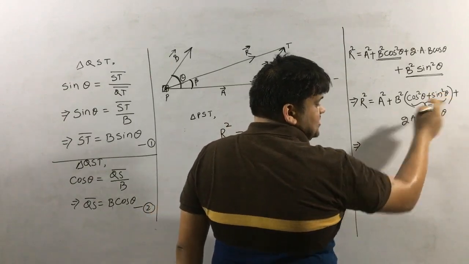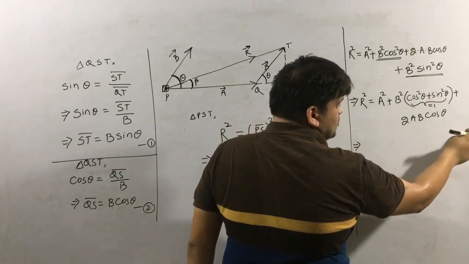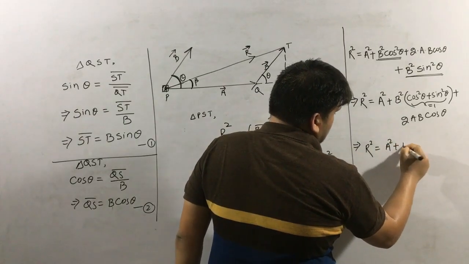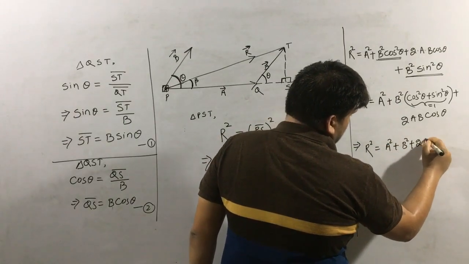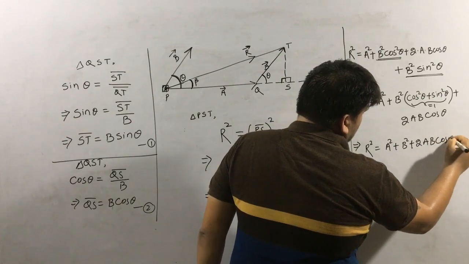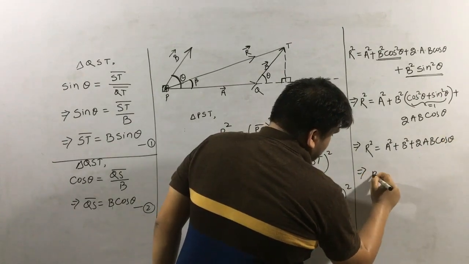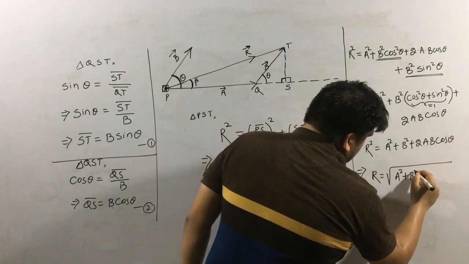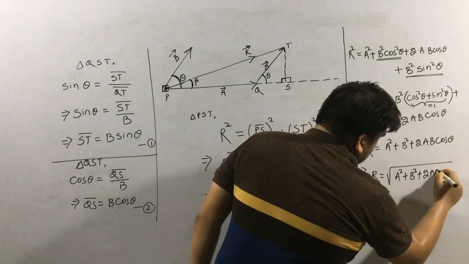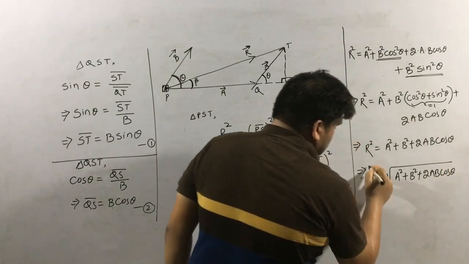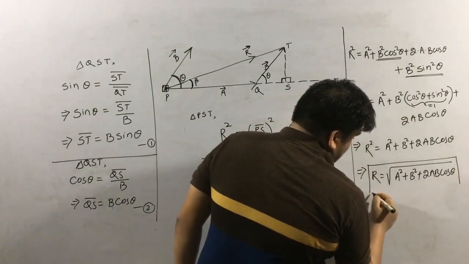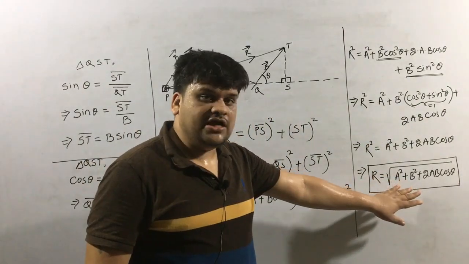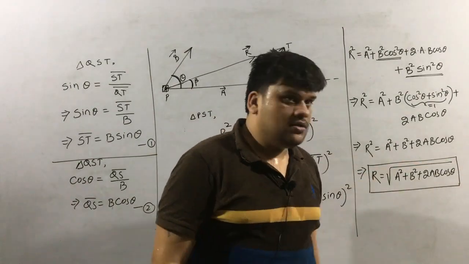You don't write like this in exam. In exam you write, because cos square theta plus sin square theta is 1, so R square equal to A square plus B square plus 2AB cos theta, or it implies that R equal to root over of A square plus B square plus 2AB cos theta. So now you can see that you got the result in terms of A, B and theta.